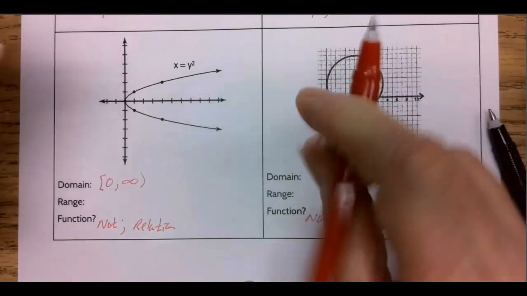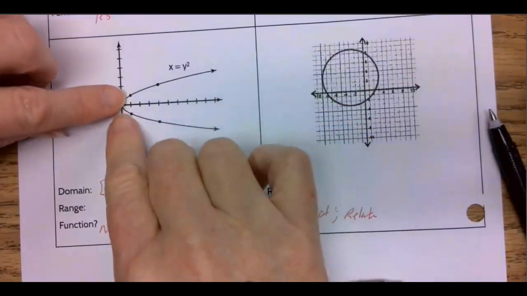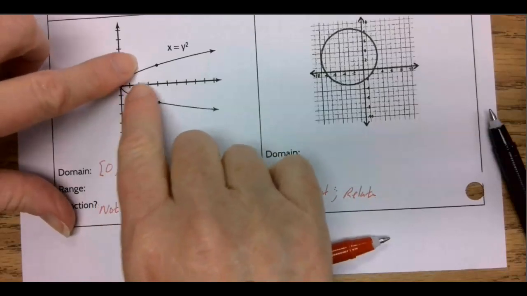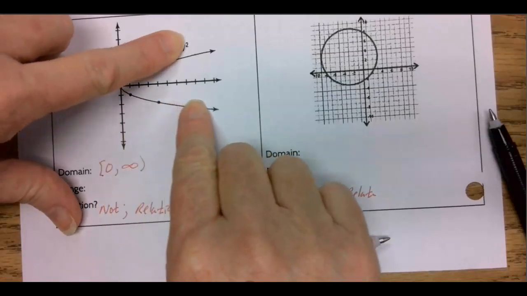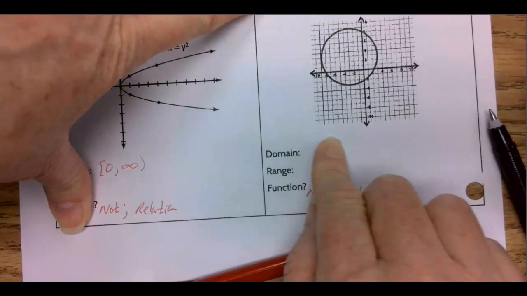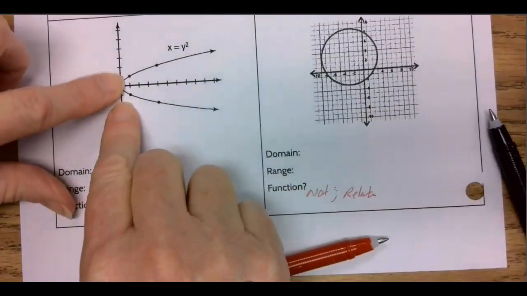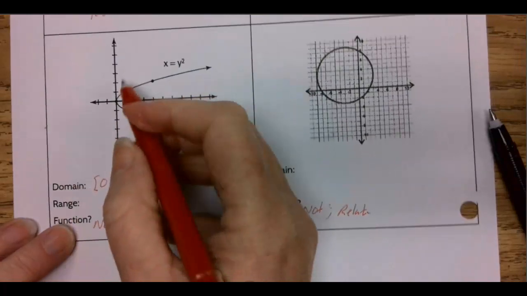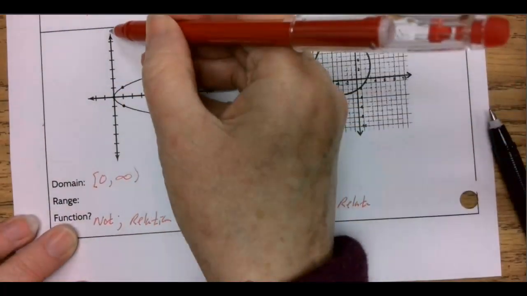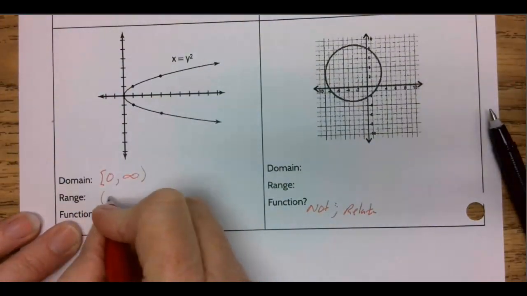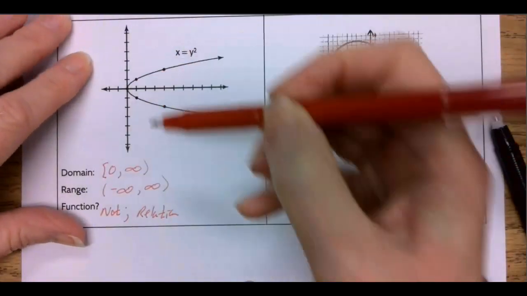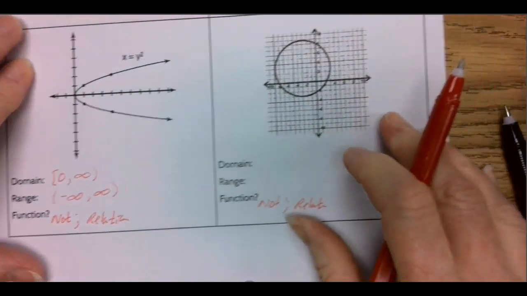Now my range, look at what's happening with my y values. My y values, if you look at your graph, see how it's going out like that, and then it's just going to continue forever and ever. So my y values continue forever and ever. So that's going to be that it goes from negative infinity to infinity. Everything is part of it. So if it's everything, it's always going to be negative infinity to infinity.